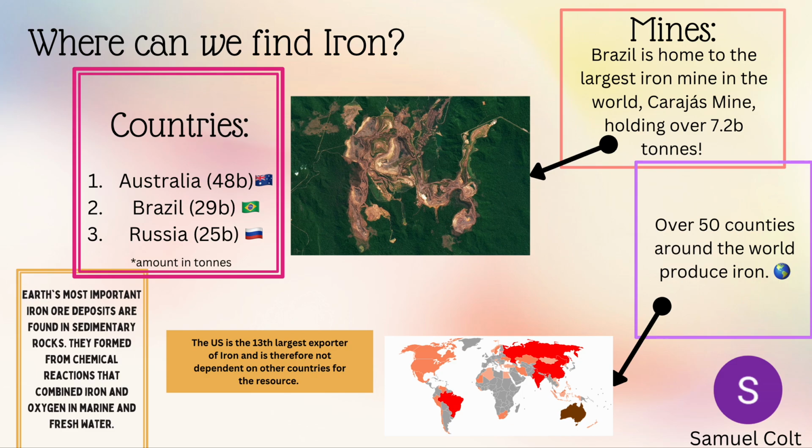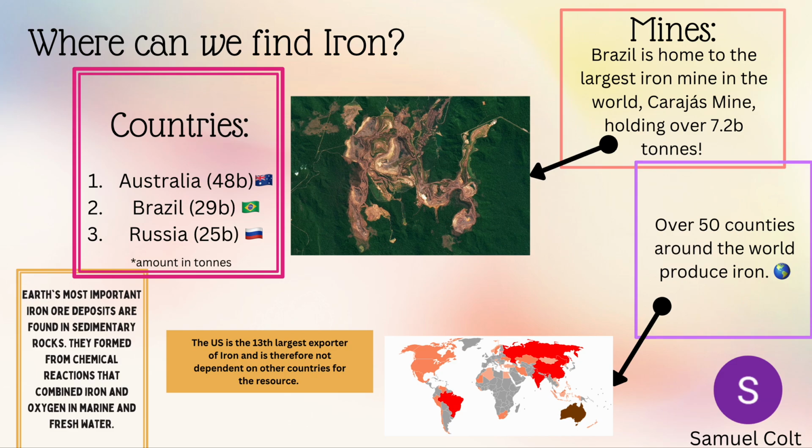Where can we find iron? Iron can be found in many countries, including Australia, Brazil, and Russia. Australia has the most iron of any country with over 48 billion tons of the material. Brazil has the second most with 29 billion tons, and Russia has the third most with 25 billion tons of iron ore.